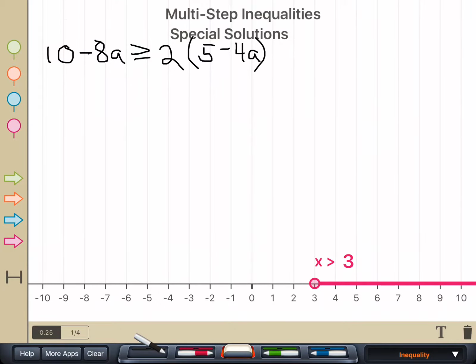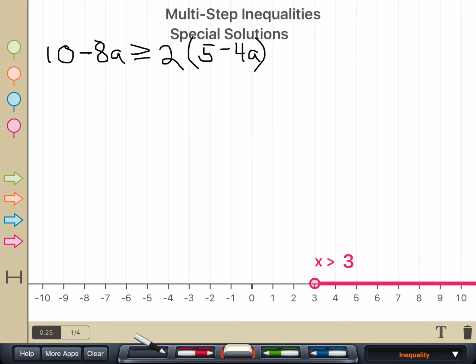Okay, for our third and final video on multi-step inequalities, we're going to look at a few special situations where things that are perhaps unexpected happen. So let's take a look at this first one. We have 10 minus 8a is greater than or equal to 2 times (5 minus 4a).